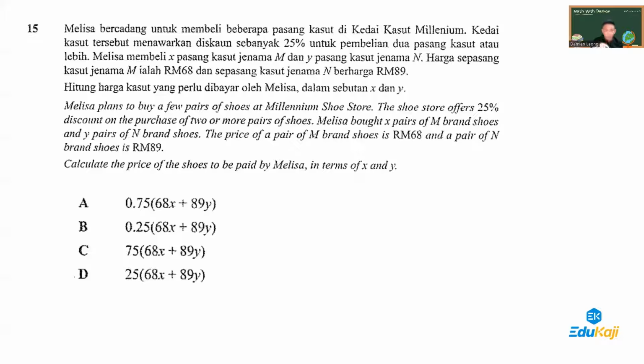Question 15. Melissa plans to buy a few pairs of shoes at Millennium Shoe Store. The shoe store offers 25% discount of N brand shoes. The price of a pair of M brand shoes is 68 ringgit. N brand shoes is 89 ringgit. I want the price of shoes to be paid by Melissa in terms of X and Y. So let's analyze the different information inside here. Shoe store offers 25% discount with purchase of 2 or more shoes.